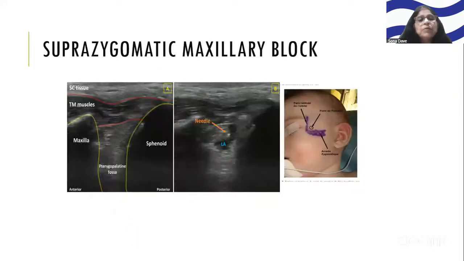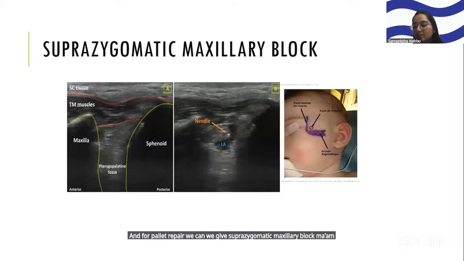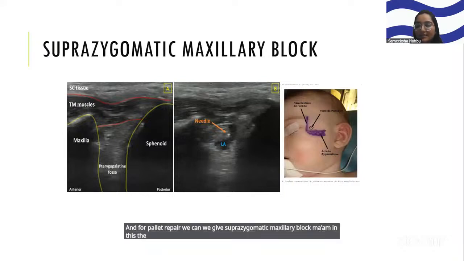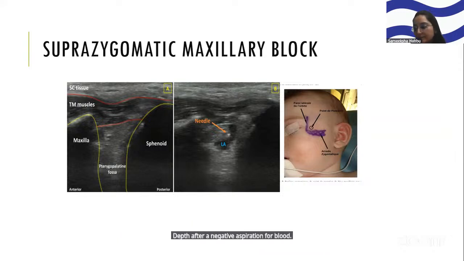For palate repair, we give a suprazygomatic maxillary block, ma'am. In this, the 25 or 27 gauge needle is inserted perpendicular at the line joining the superior ridge of the zygomatic process and the posterior canthal process. Then local anesthetic is deposited at less than 1 centimeter depth after a negative aspiration for blood.